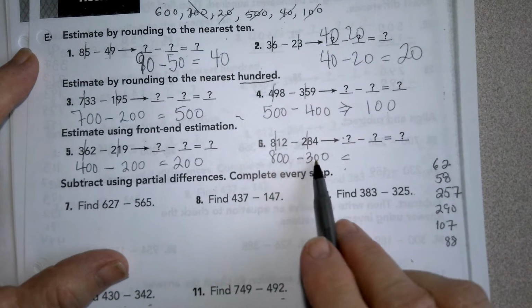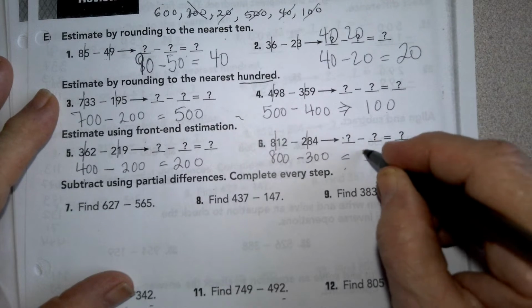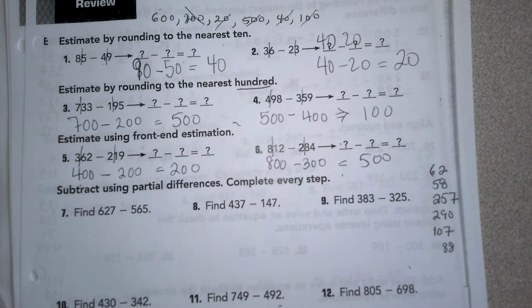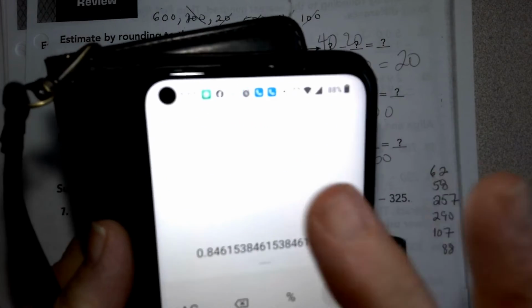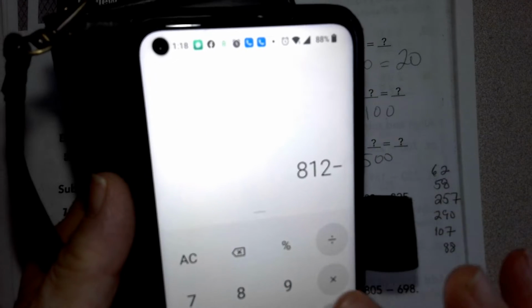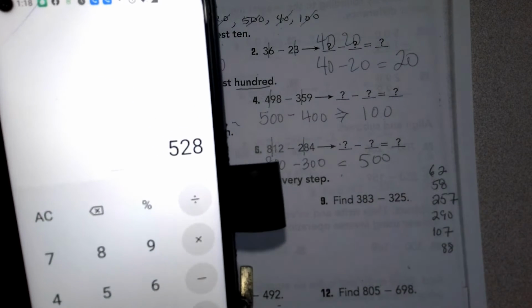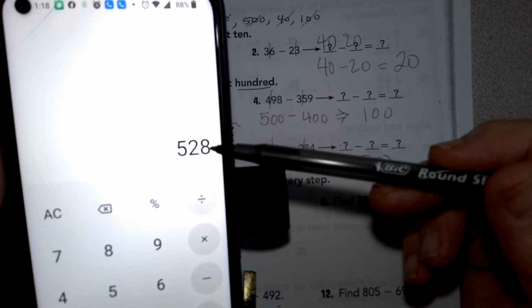That's all they do. But we actually try to get it to the closest number. In fact, if I did that, so hold on a second. So this comes to 500. I'm going to actually do that problem so you can see. Let me get my little calculator out. So that is 812 minus 284. And if you look at it, if we really did it, the answer is 528.